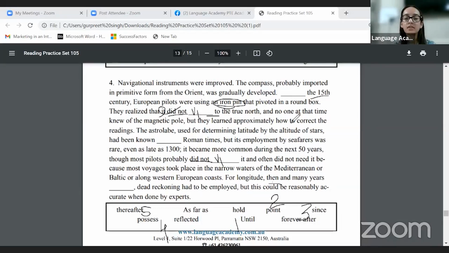The first one is until, because with a time period we cannot say as far as. The second one, with did comes the first form of verb, and the verb that goes with to is point. We are talking about a needle. And since with Roman time, since means from that time. Again with did we need the first form, and based on the context they wanted to say that the pilots did not have this thing because they did not need it. And the last one, that time and many years after that, and after that means thereafter. Any confusions, anybody?